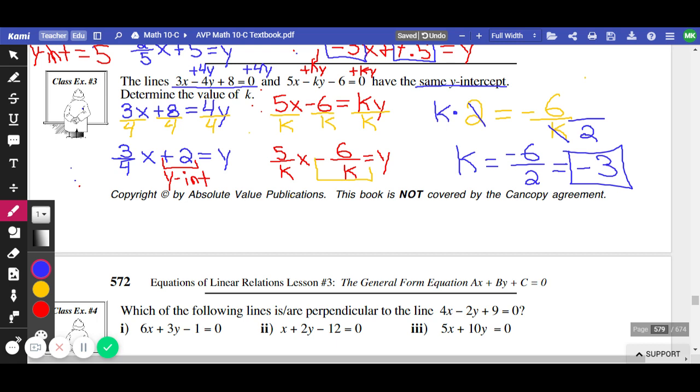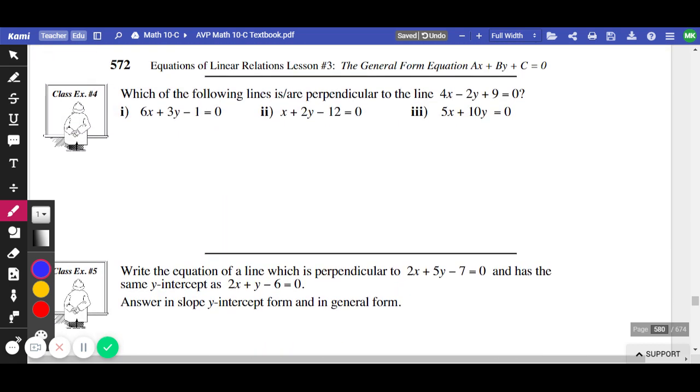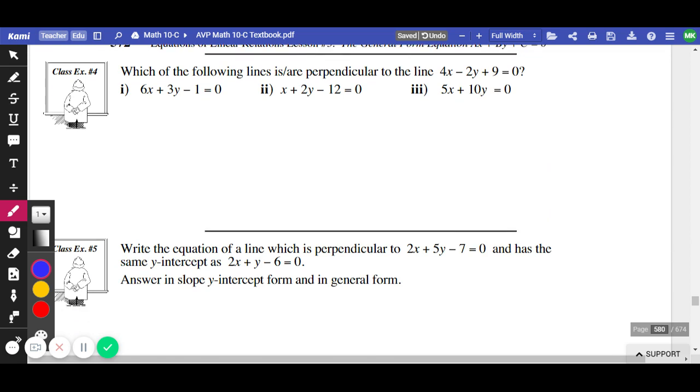Awesome. Second last one, I think. Yeah, there we got that multiple choice question. It says, which of the following lines is or are perpendicular to this line?